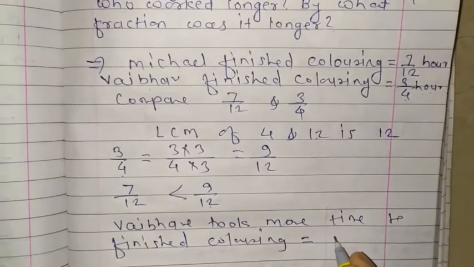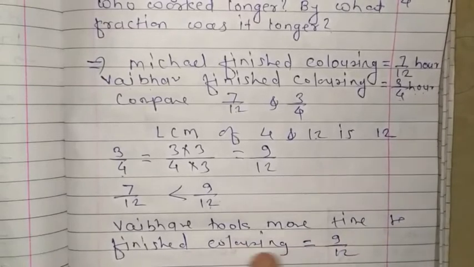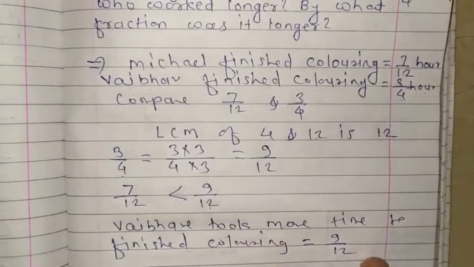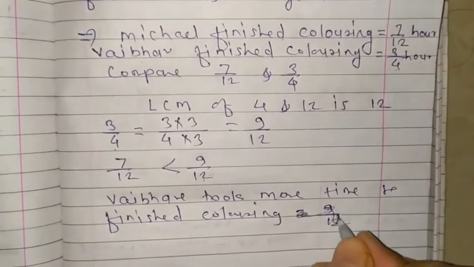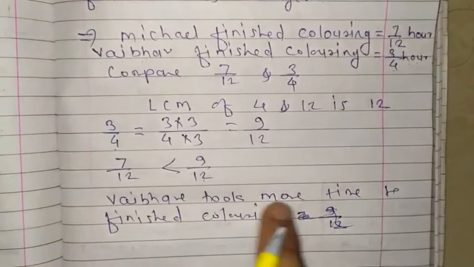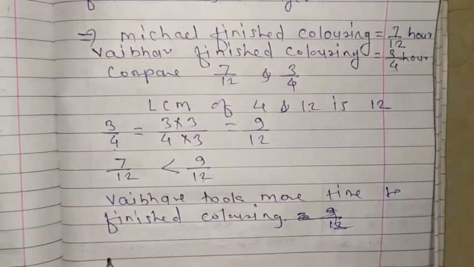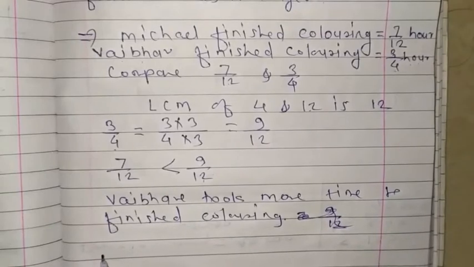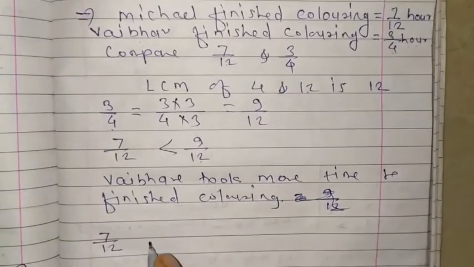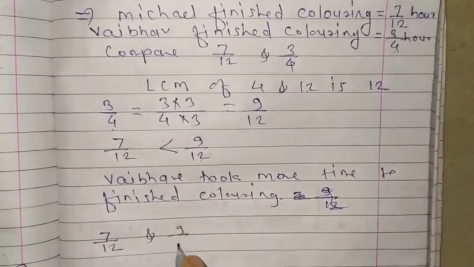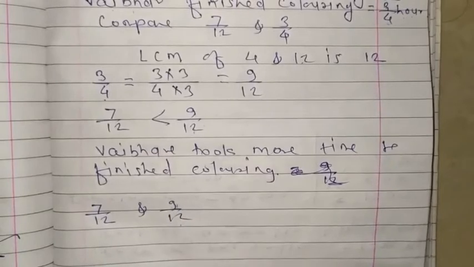The time taken by Vaibhav is how much? 9/12. So Vaibhav took more time to finish coloring and the time is 9/12. There is no need to write that, they just asked who took more time and by how much. So how much means you have to take their difference. What are their values? 7/12 and 9/12. You have to subtract the smaller value from the larger.